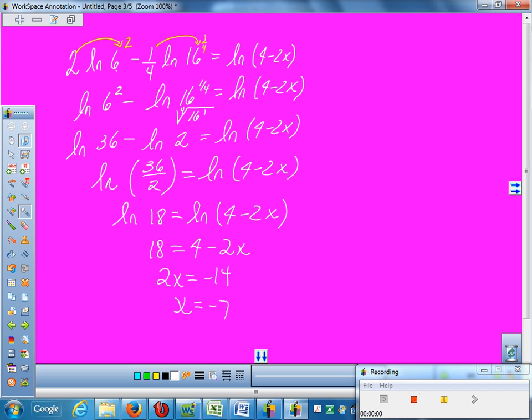Now, does that instantly mean, oh no, it's a negative answer, I need to throw it out? Well, if you look back at the original problem, before you moved any of the numbers, you'll actually see there's only one place where we have an x in it, and that was in that far right-hand term. So we're really asking ourselves, if I do just that natural log of 4 minus 2x, and I put negative 7 in it, will that actually be a bad thing? Well, the two negatives are going to make a plus, so I'm going to end up with a positive number. So this is a prime example of where a negative answer works. We still get the log of a positive number, and it's all okay.